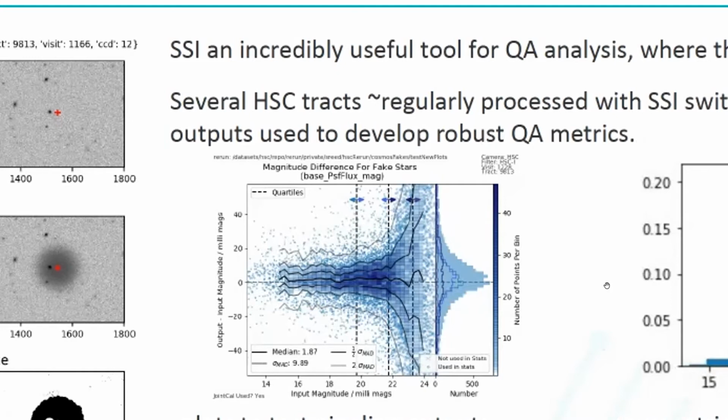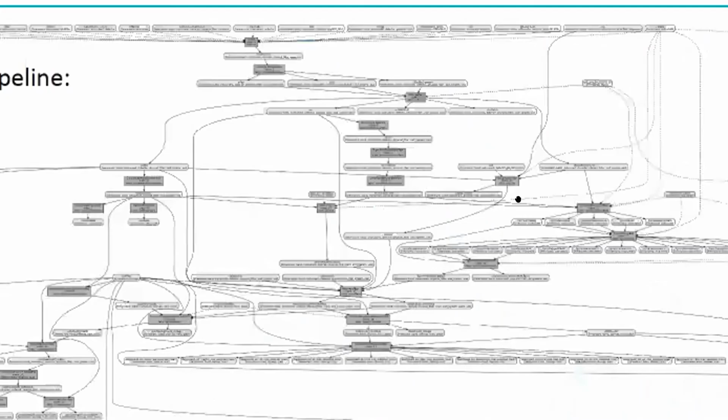Okay, next slide, please. So final thoughts are, this is the full pipeline for Hyper Suprime-Cam. The pipeline's a little bit different for each survey. Some require different processing steps than others. But nevertheless, there's a lot going on, and we're constantly working to try and improve how we do things, particularly with a mind towards LSB science.